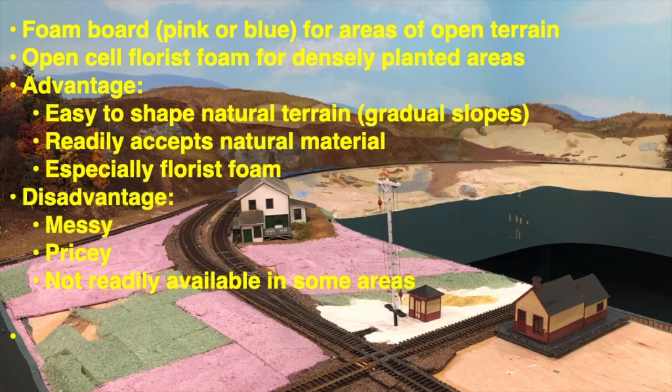For areas that I know that I'm going to plant dense forests and stands of trees, I really prefer to use open cell foam, which is also called florist foam. That's the green foam you see on the left there. But the advantage of using the foam is that it's easy to shape to the natural terrain, and you can get gradual slopes and gradual undulations into the landform. It readily accepts natural material and doesn't leave glaring white spots like you would find with plaster. The disadvantage it has is that it's messy, it's somewhat pricey, and it's not readily available in some areas.